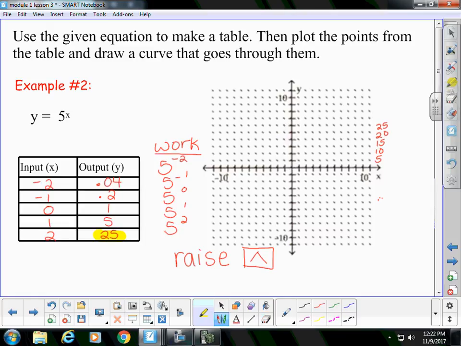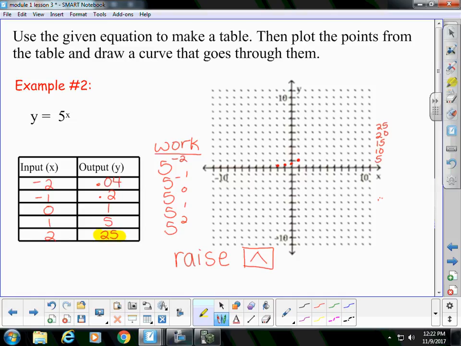So my first point is negative 2 and 0.04. That's over to the left, negative 2, and 0.04 would be basically right above the x-axis. Then negative 1 and 0.2 is also practically right above the x-axis, just a little higher. But these graphs are so little, it's hard to tell where it would be. And then 0, 1, since the next one is 5, that's just going to be a little higher than the last one. And then 1, 5.